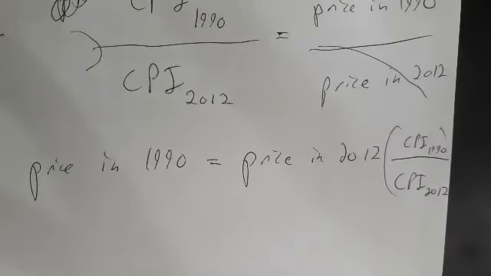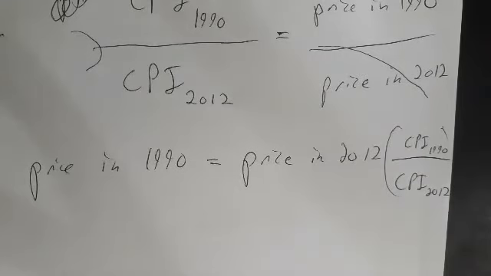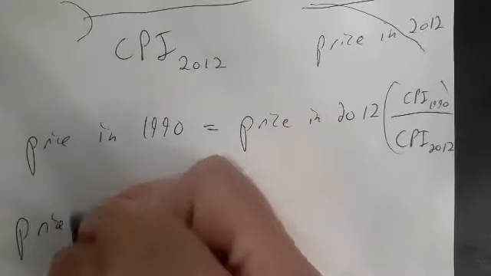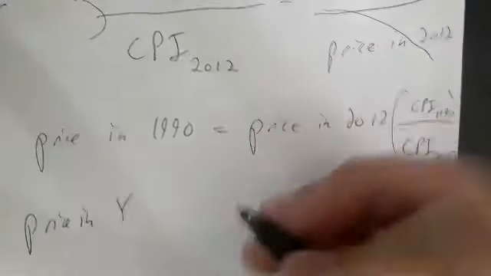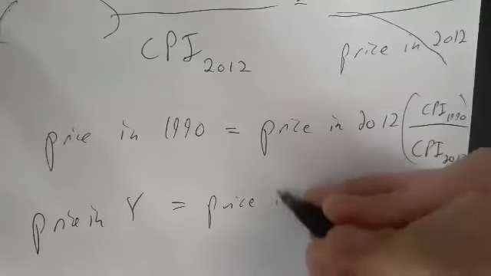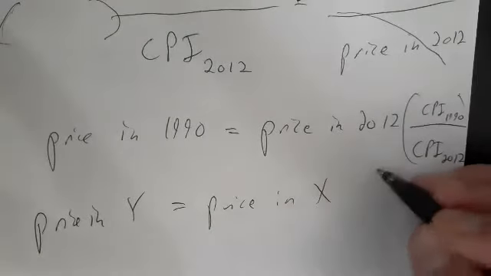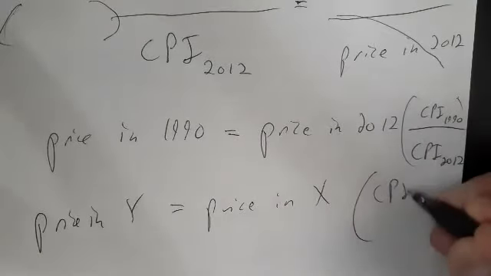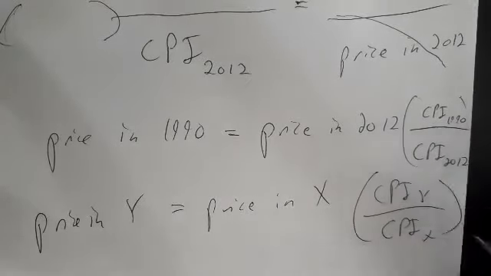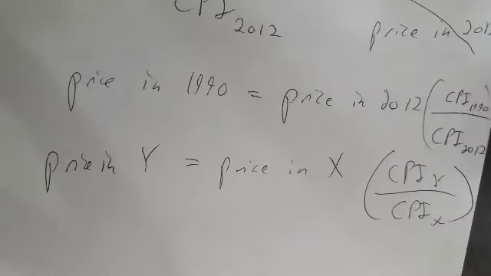And so now we have a formula to find the price of 1 year in terms of a price of another year, where they say Y and X. So if we make 1990 our Y, price in Y, this is going to be the price in X, in year X, over the CPI of year Y, over the CPI of year X. And so this is the formula that they give you on the next page.